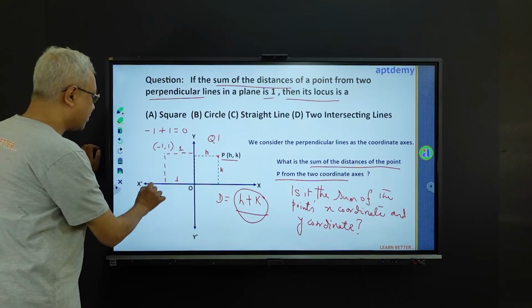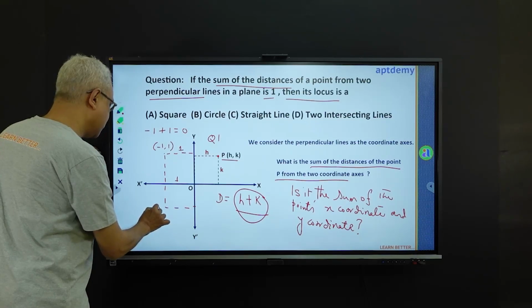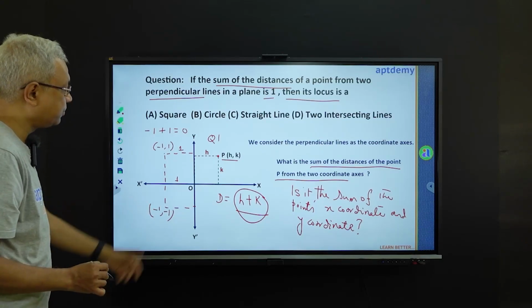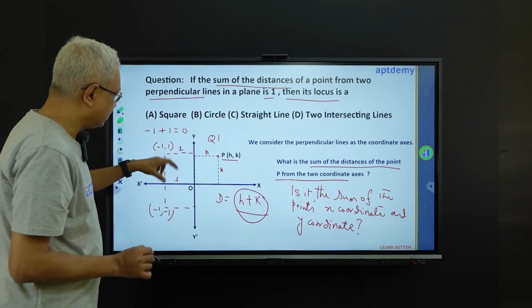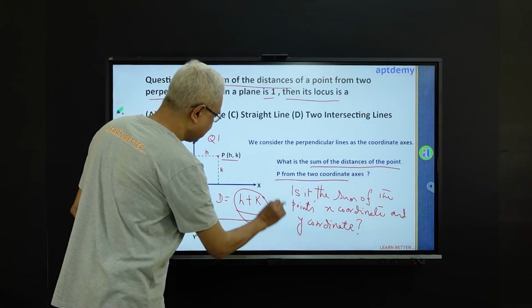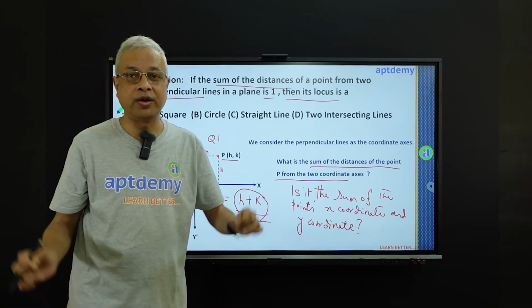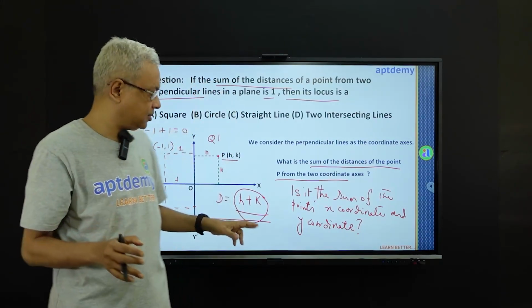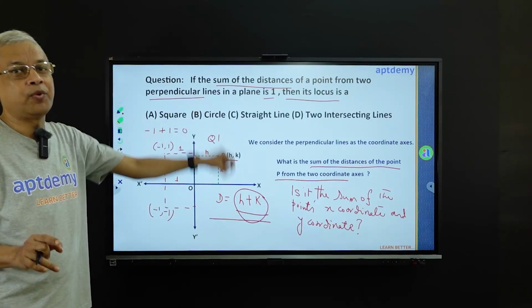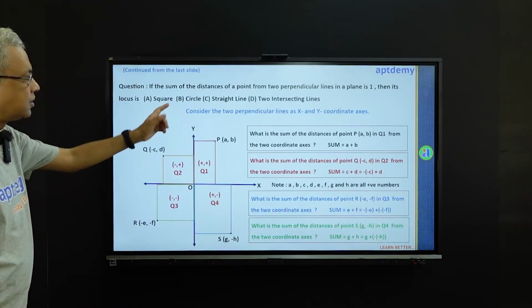Similarly here, when the point is, say, (-1, -1), the sum of the coordinates is -2, but the actual sum of the distances should be 2. So I cannot say that the sum of the distances of the point from the x-axis and y-axis is the sum of their coordinates. What it is, that is the moot question, the main point of this problem we have to critically look into. Let us go to this slide.